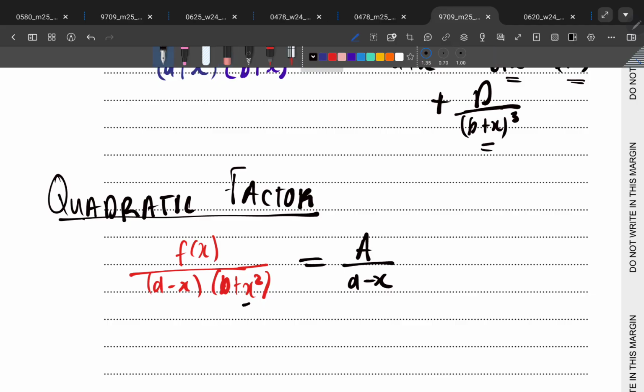A quadratic factor is something with a highest power of 2, and if it's a factor, that means the highest power of 2 is inside the bracket. So what does this now get to be? Are we just going to put b over b plus x squared like this? No. When you have a quadratic, you actually put 2 letters. The first one will have an x, then the second one will just be a constant. So it will be bx plus c, or cx plus d, or ax plus b, depending on where the quadratic factor is. Then your job is to find the a, the b, and the c.